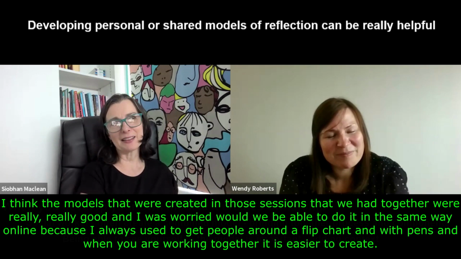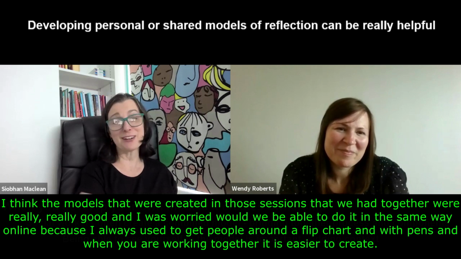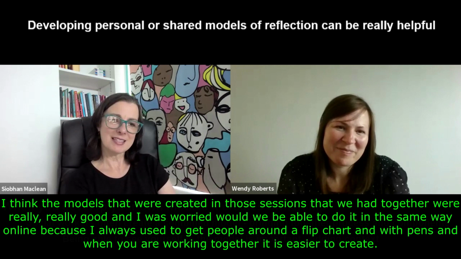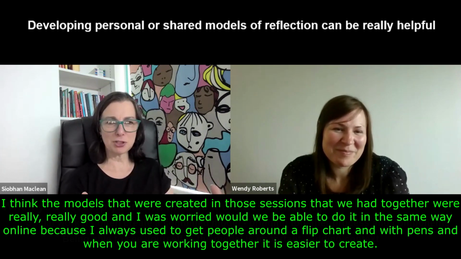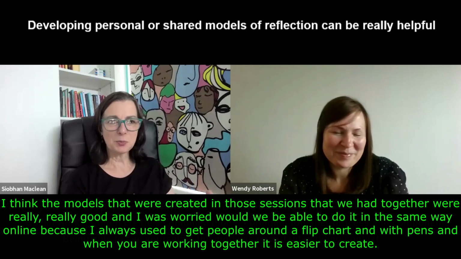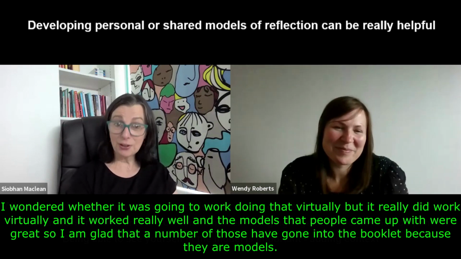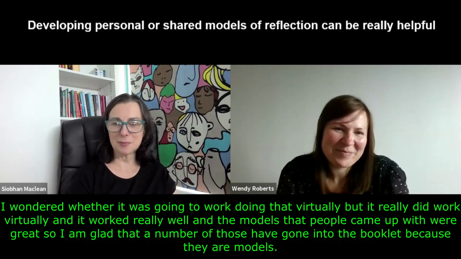And I think the models that were created in those sessions that we had together were really, really good. And I was worried, will we be able to do it in the same way online? Because I always used to get people around a flip chart with pens, and when you're working together, it's easier to create. And I wondered whether it was going to work doing that virtually, but it really did work virtually, and it worked really well, and the models that people came up with were great. So I'm glad that a number of those have gone into the booklet, because they're good models.